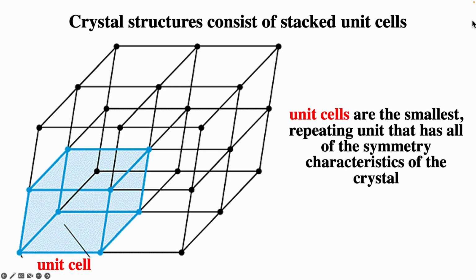Crystal structures consist of stacked unit cells. And so the blue is our unit cell, and if it gets propagated in all three dimensions, we can recreate the crystal. You can think of a crystal as being analogous to a molecule. If you take a molecule in a liquid and you propagate it in all directions, eventually you get the solution. You do the same thing with the unit cell. Unit cells are the smallest repeating unit that has all the symmetry characteristics of the crystal.